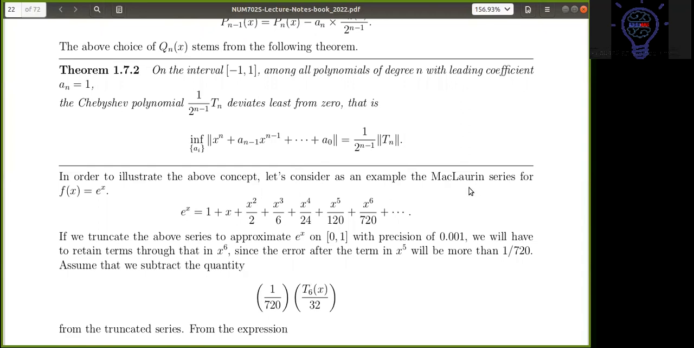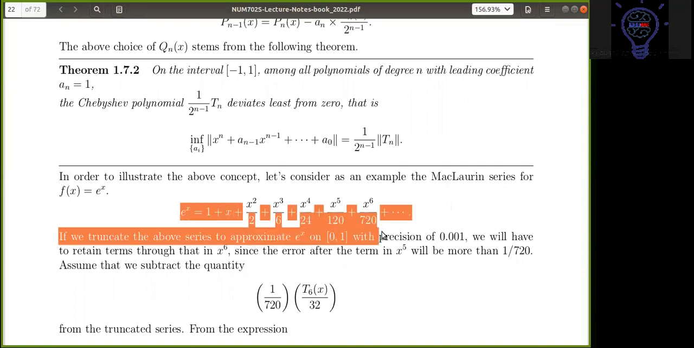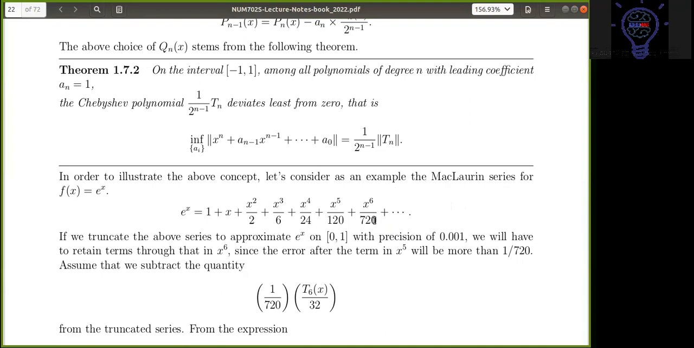Now, if we consider a Maclaurin series, which is a power series, given by this expression, and we truncate after the sixth degree, that is, after x to the sixth by 720, we discard the remaining terms. So we approximate our exponential function using seven terms: the first, the second, the third, the fourth, the fifth, the sixth, the seventh term. If we use seven terms to approximate this, that will be our Pn.